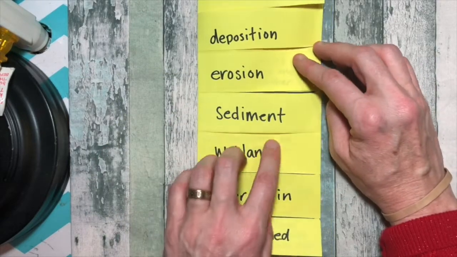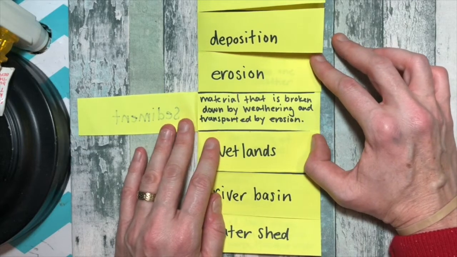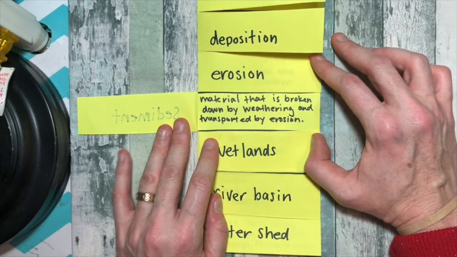Our next term is sediment. Sediment is the material that is broken down by weathering and is then transported by erosion.